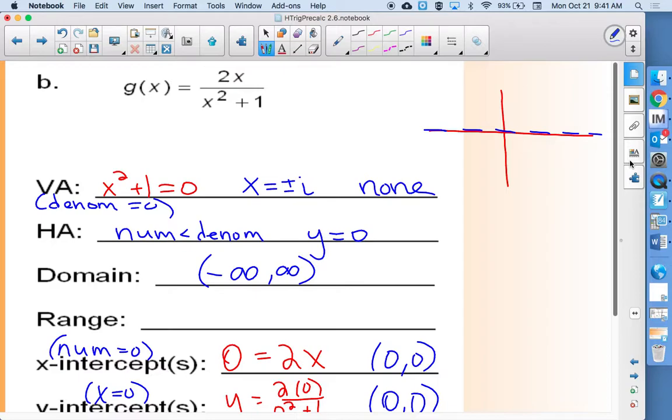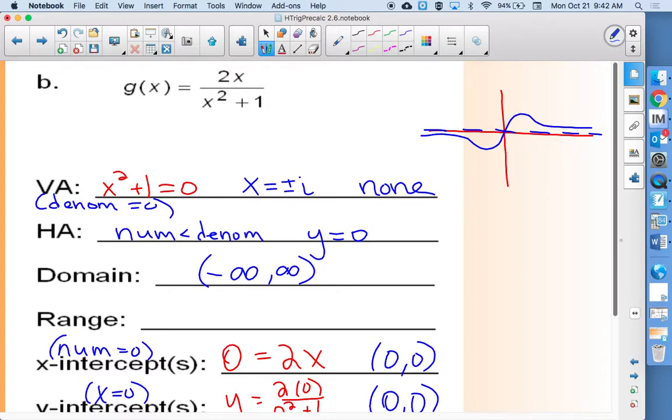What does this graph look like? It's kind of hard to explain. What quadrants would it be mostly in? Yeah, like that. 1 and 3. So it goes something like this. So take notice it crosses through the horizontal asymptote here at (0, 0). That's allowed. It doesn't make it undefined, so it's going to cross over it.